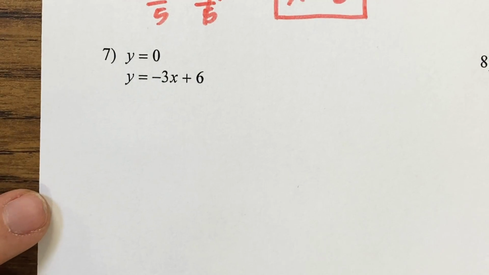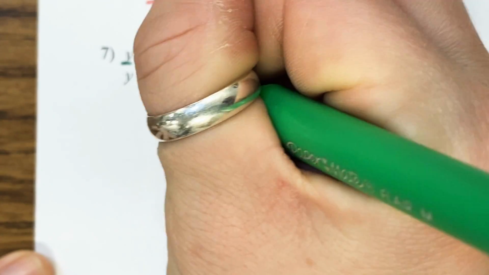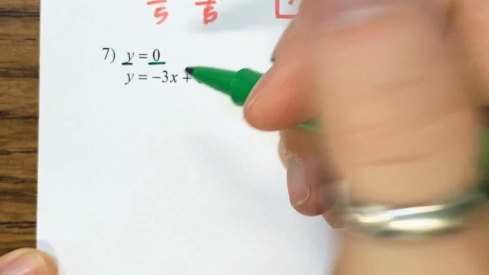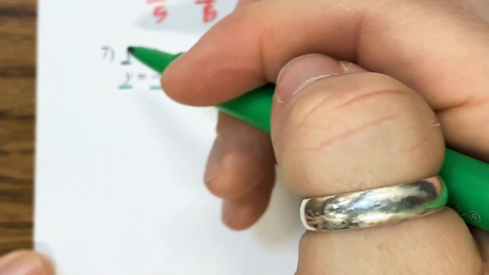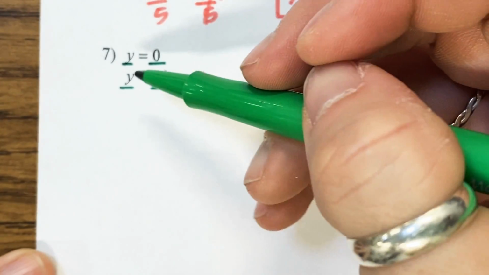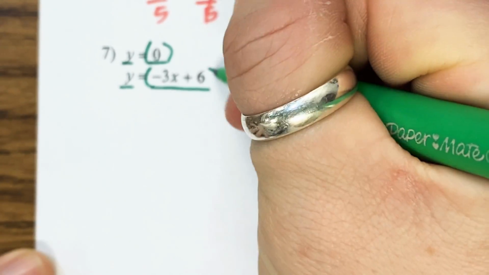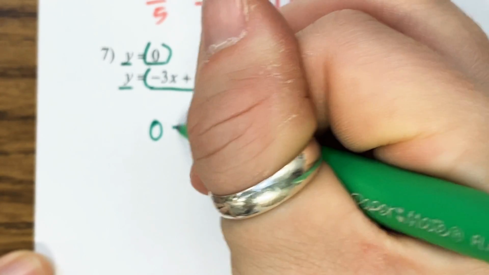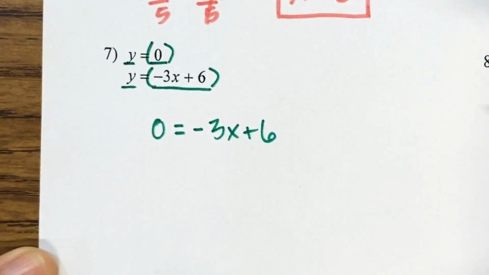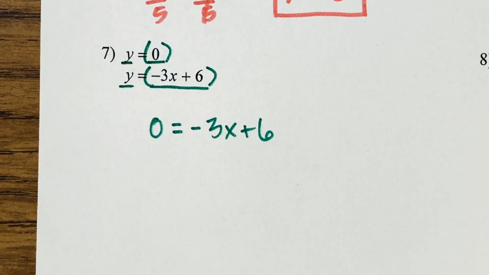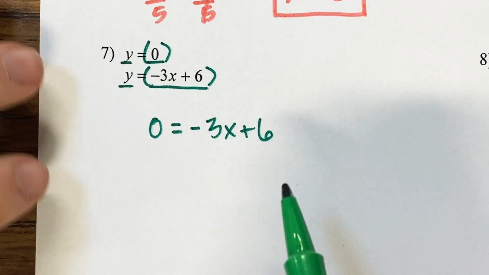Okay, let's do the same thing. They both equal y, so y equals 0. But y also equals this side. Because y is the same thing as y, we can take this piece and set it equal to that piece. So we can solve for x. So let's go ahead and solve for x.